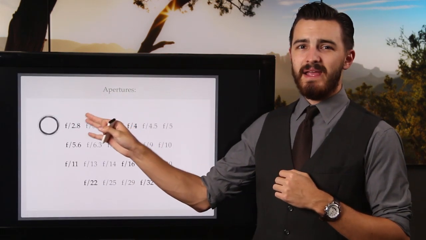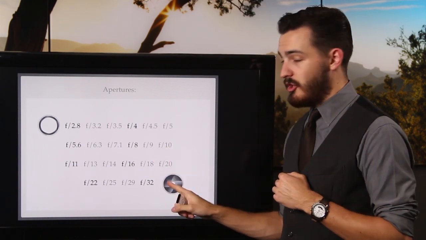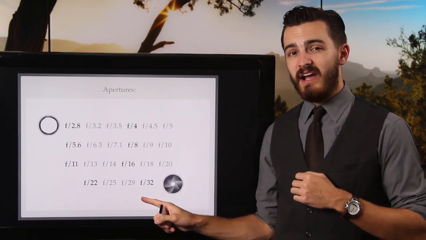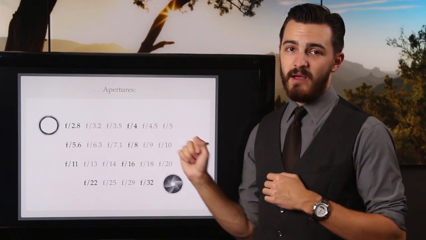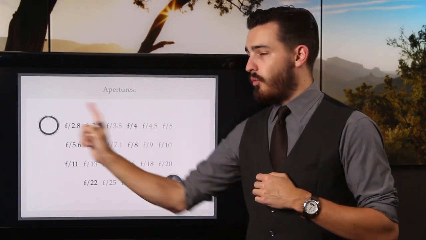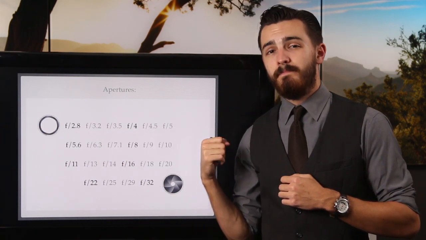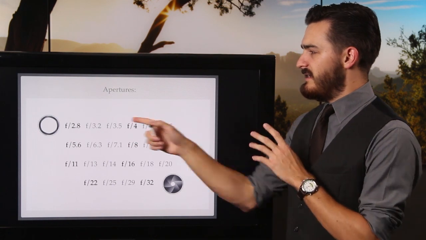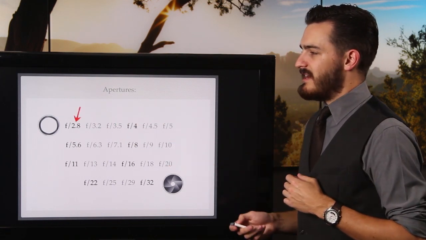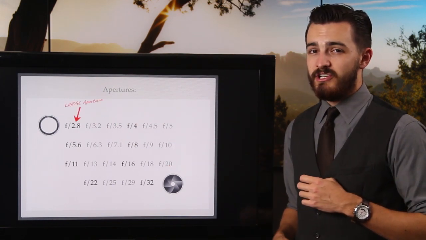So your lens may not go this wide. It may not go this small. Every lens is manufactured differently. Some stop at 2.8, some stop at 4, some stop at 5.6. Some go way beyond, all the way to 1.2. It just depends on how your lens was manufactured. But down at 2.8, we have what's considered a large opening, a large aperture.